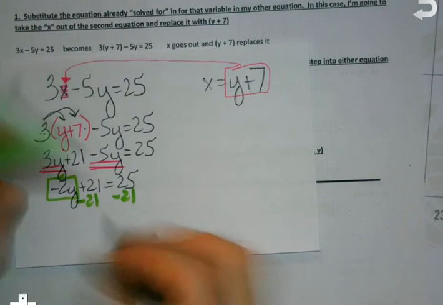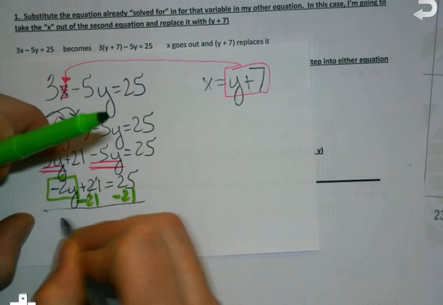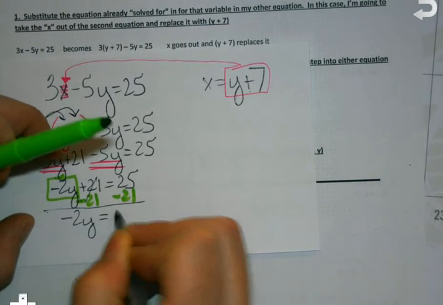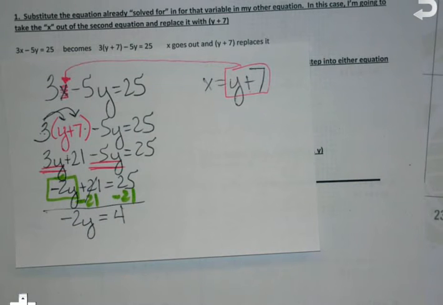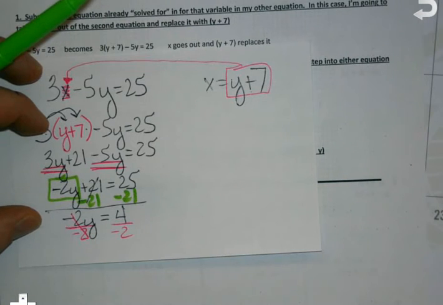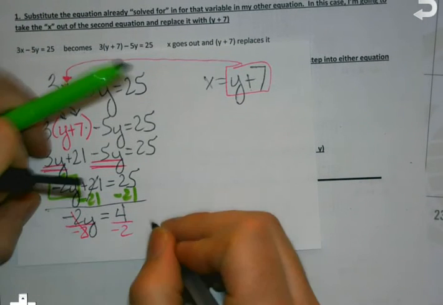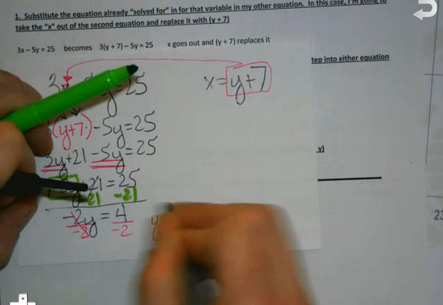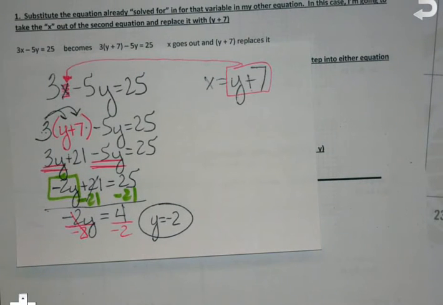And again, you can see on my sheet now where my next step is coming from. So now I'm multiplying y by negative 2. What's the opposite of multiplying? Dividing. So I get my y value. Whew, whole lot to that.